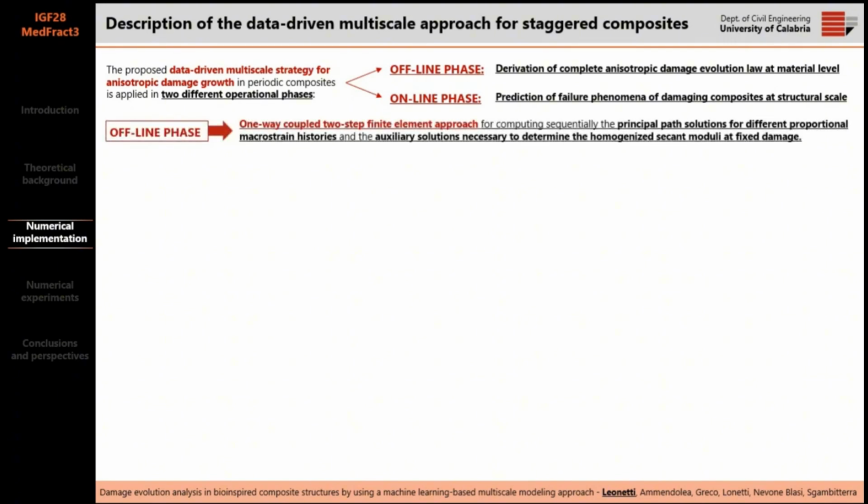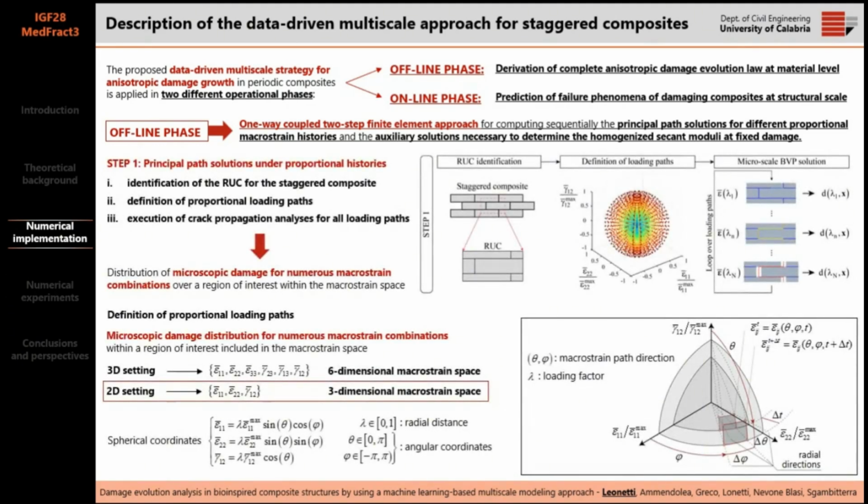In the offline phase, we perform a two-step finite element approach for computing sequentially the principal path solutions for different proportional microstrain histories and the auxiliary solution required to determine the homogenized elastic moduli at fixed damage. To this end, we consider a repeating unit cell. We apply several microstrain histories, which are proportional histories, and these histories are parameterized by using spherical coordinates in the 3D microstrain space when applied to a 2D finite element setting.